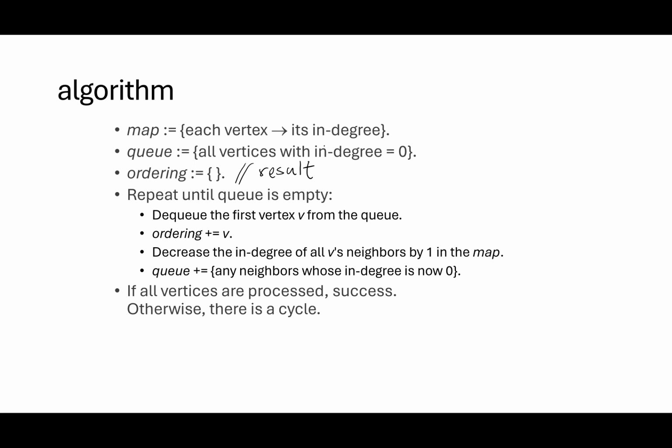And this is actually a variation of BFS. So what we're going to do is, everything that is in this queue can be processed because they don't have any dependency, right? So repeat until the queue is empty. We will dequeue a vertex from the queue, add it to our result ordering, and decrease the in-degree of all the V's neighbors by 1 in the in-degree map. And then if another vertex has an in-degree of 0, we'll add that to the queue. And finally, we'll see if all the vertices have been processed, right? In that case, we can say that, okay, topological ordering was successful. Otherwise, there was a cycle.